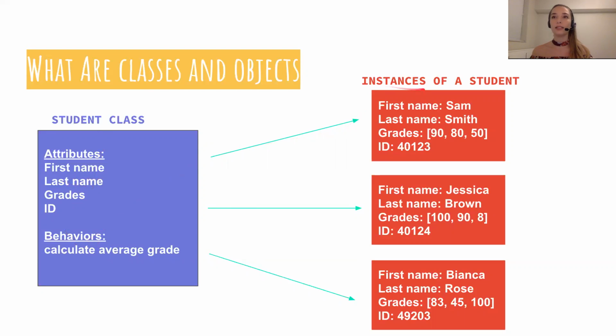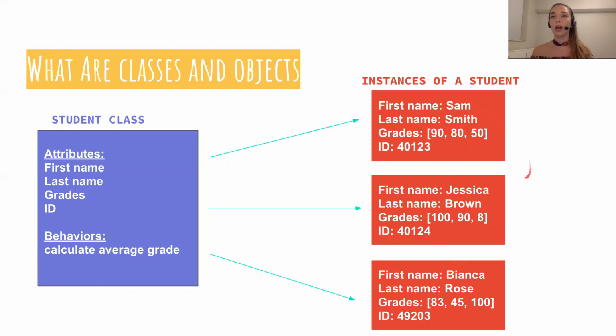Now there can be instances of a student. These are what we call objects in Java. These are actual instances of our prototype, real life students. So here we have Sam Smith, and they have certain grades associated with them and an ID. Then we have Jessica Brown, and she has certain grades and an ID. And of course, we have Bianca Rose.